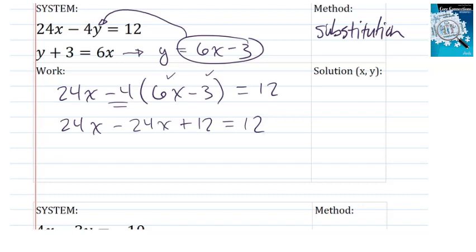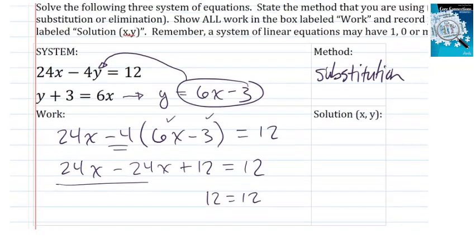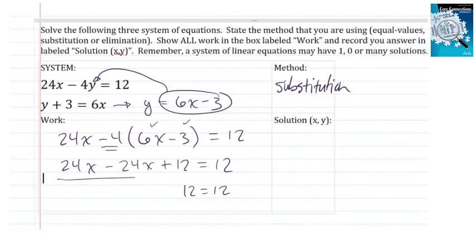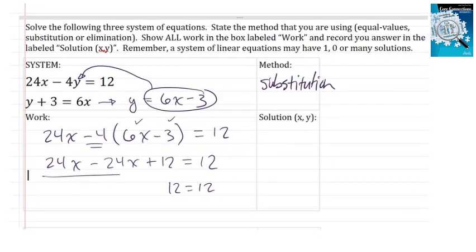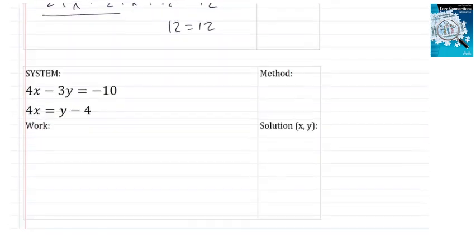Well, that's interesting, isn't it? That leads me to this statement: because these cancel out, I'm left with 12 is equal to 12. Now, I want you to think about this and read the sentence above. Remember, a system of linear equations may have one solution, may have 0 solutions, or it may have many solutions. So you might want to think about what those lines look like, and if you rearrange them, what's going on here, because it looks like it doesn't have one solution, and I won't say any more than that.